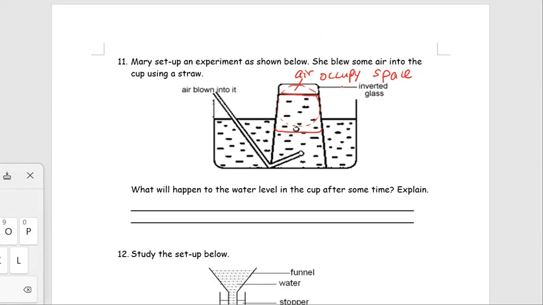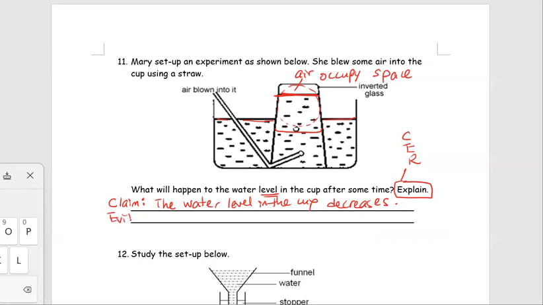So what happened to the water level? Explain means CER, right? The claim, evidence, and concept. So my claim, what happened to the water level? My claim is the water level will, take note now, it is the water level, not water. The level is the line. So this is the water level in the cup or the glass, and it decreases. So you talk about water level just increasing or decreasing.